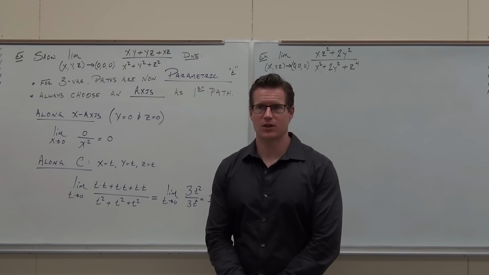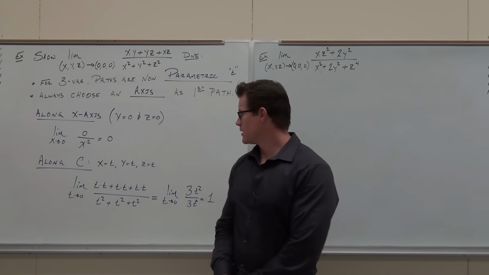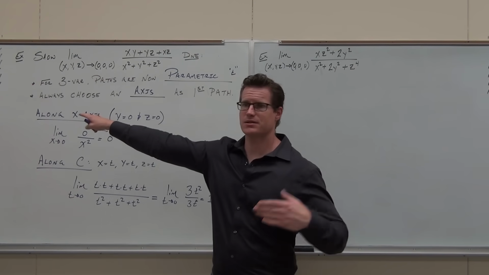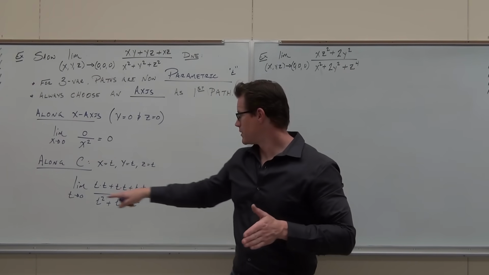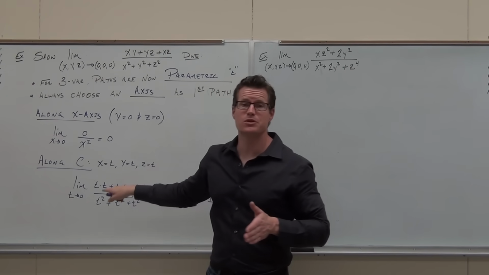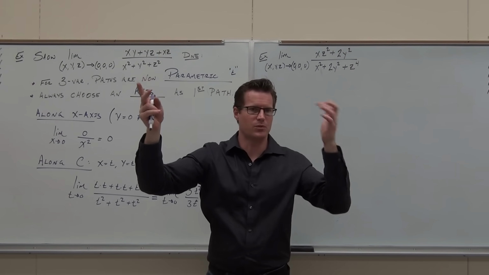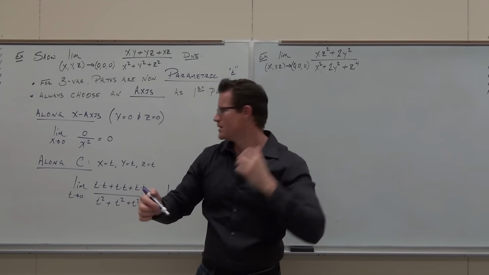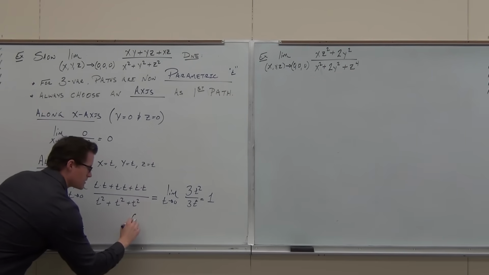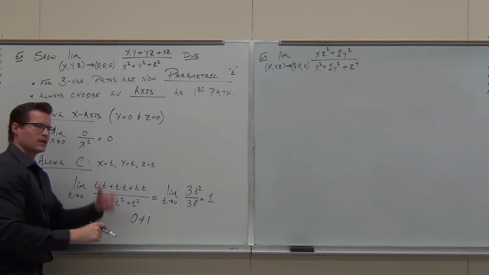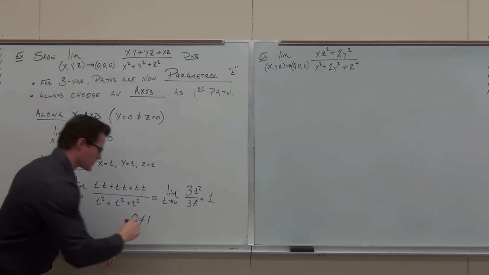Because as I'm traveling along the 4D surface over that path, which is a line through space, the value of the function is different. That's what we're proving here. Does it make sense to you? So since 0 does not equal 1, the limit does not exist at 0, 0, 0.